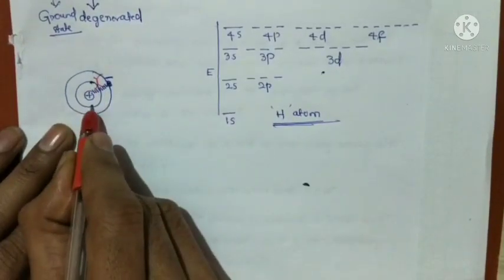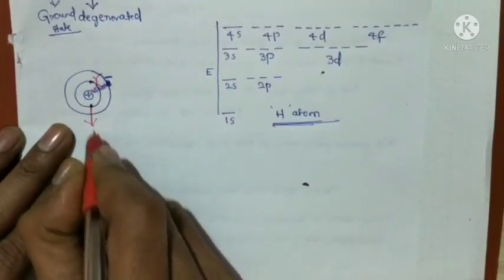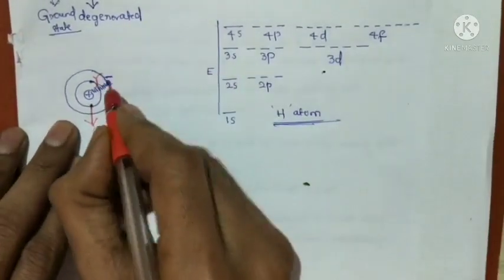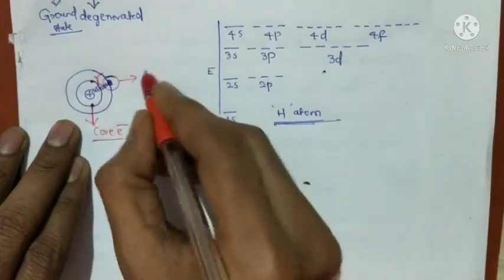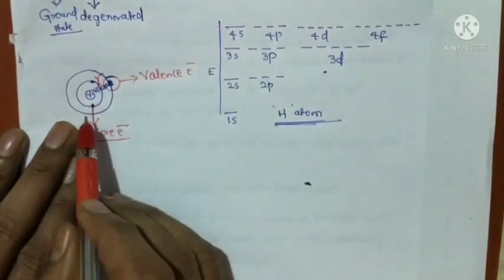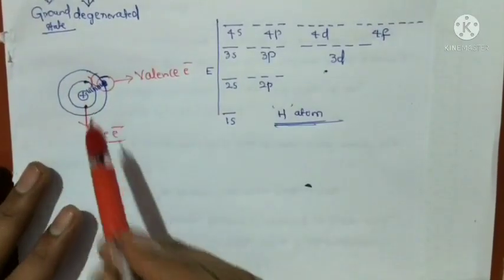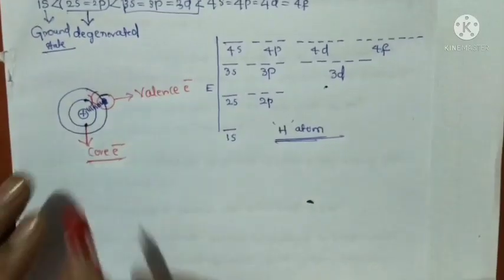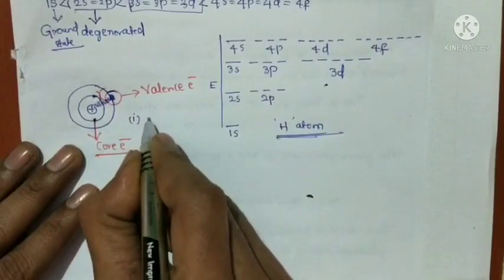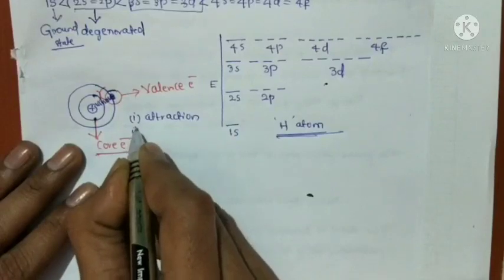So the electrons nearby the nucleus are called core electrons. And this electron is called a valence electron. Valence electron, and nearby the nucleus the electrons are called core electrons. So here two forces are there: one is attraction forces and the second one is repulsion forces.